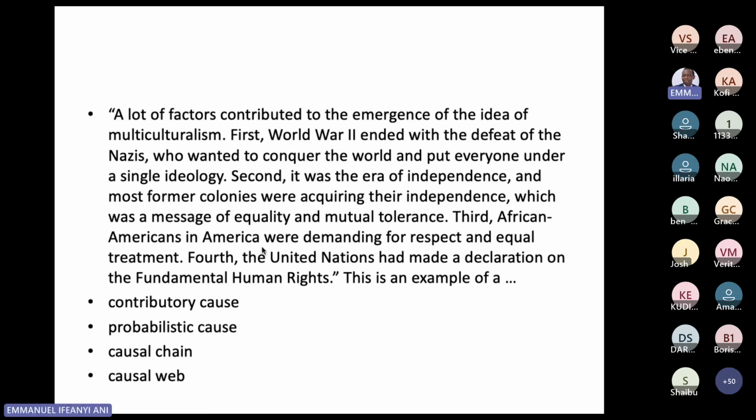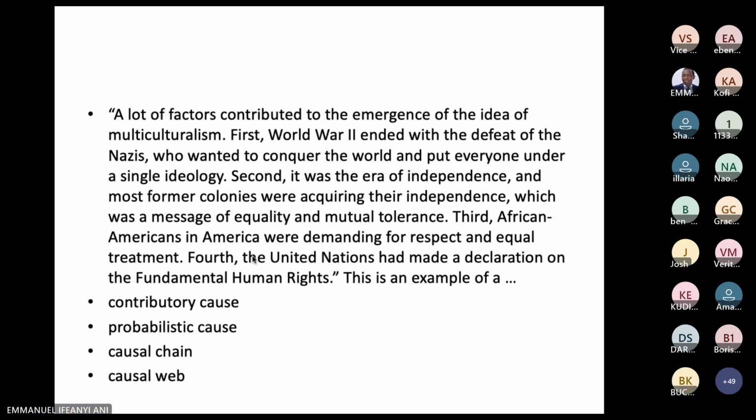When you look at this example, each of these developments is not a short event. Each of them is actually a long event. The end of the World War, the defeat of the Nazis, that happened over a period. And then the era of independence. That happened over 10, 15, or 20 years. That was the era of independence. So that took a long time to happen. And then the demand for respect by African Americans, that took a long time.